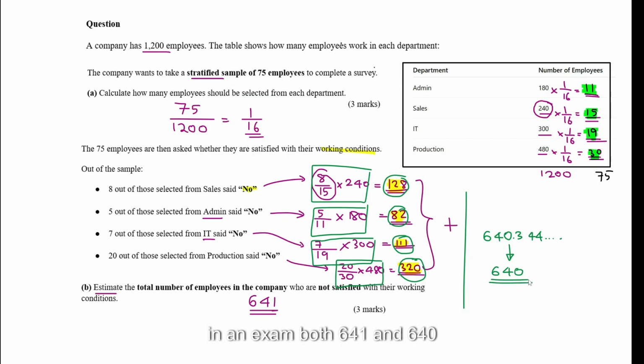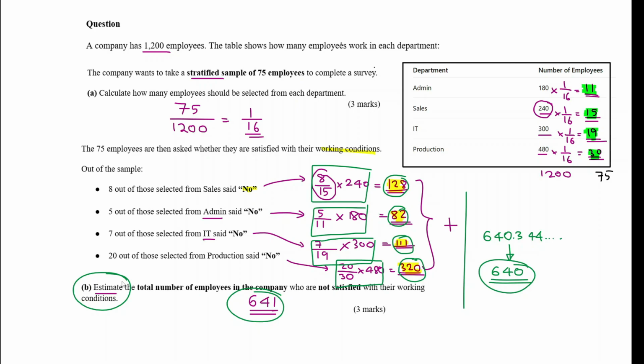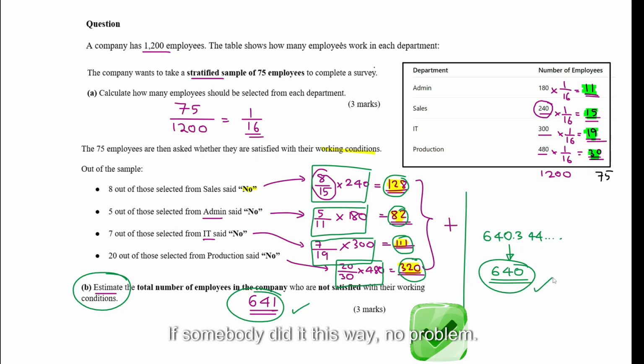Now in an exam, both 641 and 640 are acceptable answers, because you get a slightly different answer based on how you do the calculation and where you do the rounding, and it's an estimate anyway, it's not an exact number, so they are both correct. If somebody did it this way, no problem.